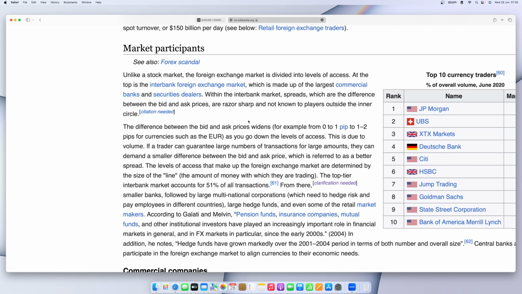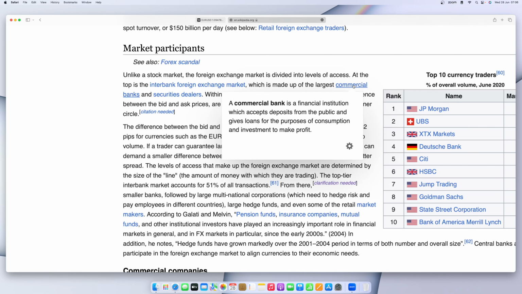At the top is the interbank foreign exchange market, which is made up of the largest commercial banks. And when we put the mouse over commercial banks, it says a commercial bank is a financial institution which accepts deposits from the public and gives loans for the purpose of consumption and investment to make profit. See it now, investment to make profit.